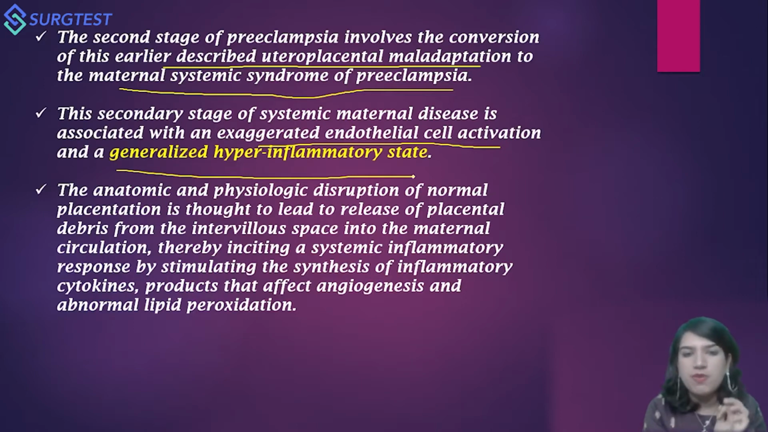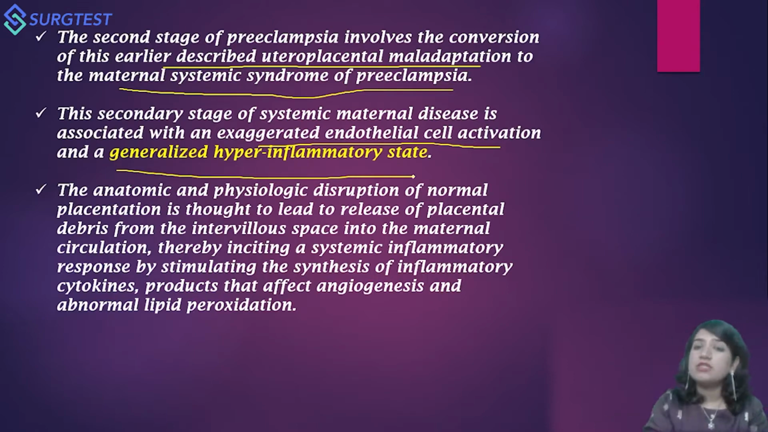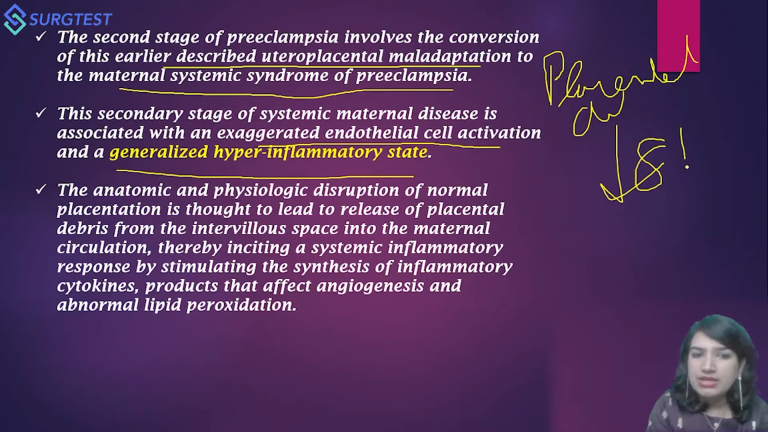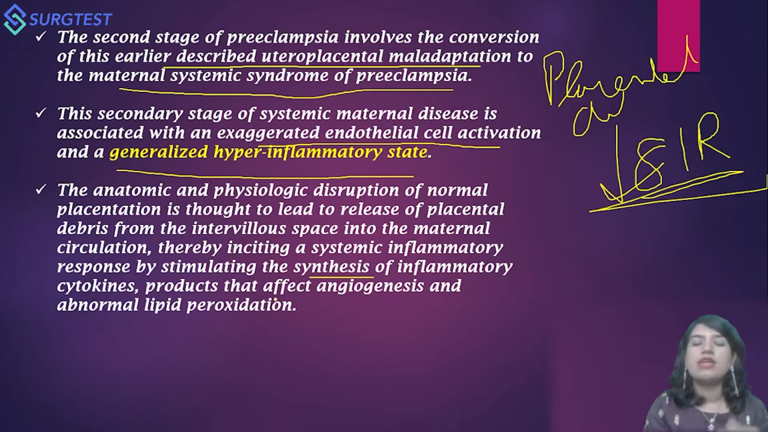It's not going into the spiral arterioles. It leaks placental debris from the intervillous space into the maternal circulation. Now this placental debris, which is there in the maternal circulation, incites a systemic inflammatory response by stimulating the synthesis of either inflammatory cytokines or products that affect angiogenesis, and they cause abnormal lipid peroxidation as well.